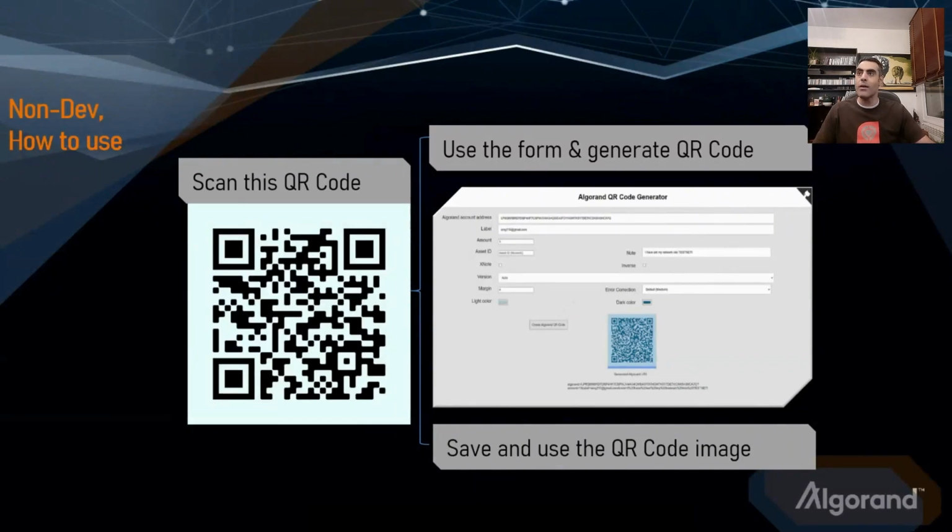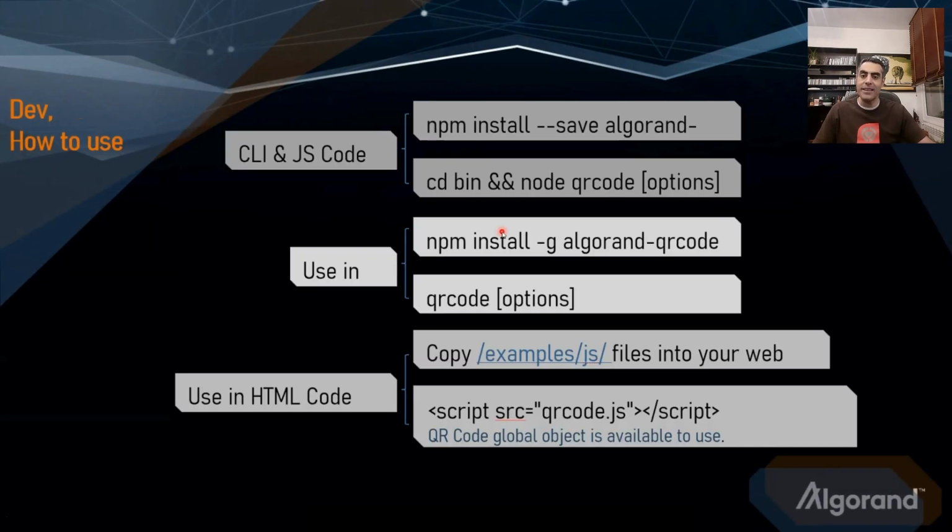So how can Algorand developers actually use this? The Algorand QR code library is written in JavaScript, so it can be run in every environment that is capable of running JavaScript. That includes the command line interface, the Node.js environments, and the browser environments, which you can use the Algorand QR code library in all of them, and create amazing QR codes.